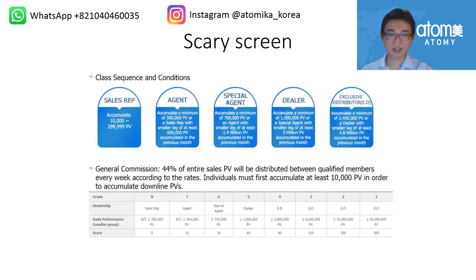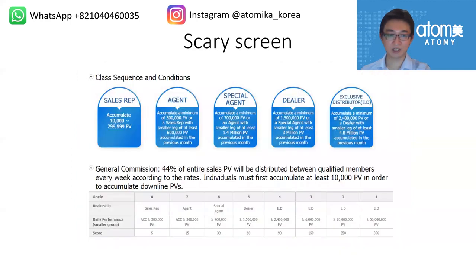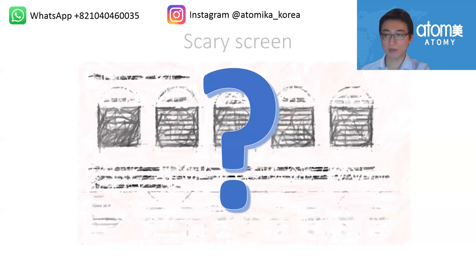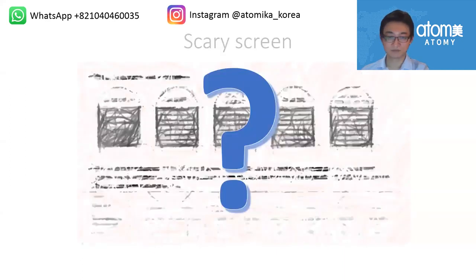Let's take a look at this scary screen. You can find it if you go to the marketing plan section on the official website. And at first, it could be really complicated and confusing. We'll try to break it down in small pieces. So probably when you look at it the first time, it looked like this to you. So what does it mean? Let's take a look piece by piece.